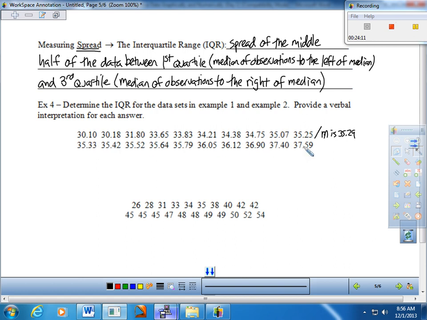If we are going to talk about the spread here via this IQR, we do need the first quartile and we do need the third quartile. So the first quartile is going to be, as it says, the median of the observations to the left of the median. Okay, so here's the median, guys. Focus on that for a sec. There are 10 observations to the left. And so what we want is to find the median of those 10 observations to the left of that number right there.